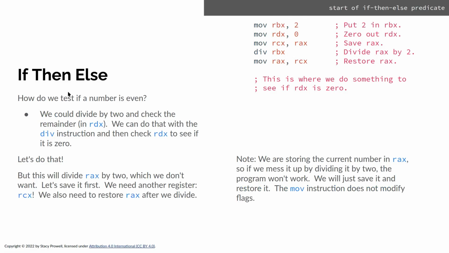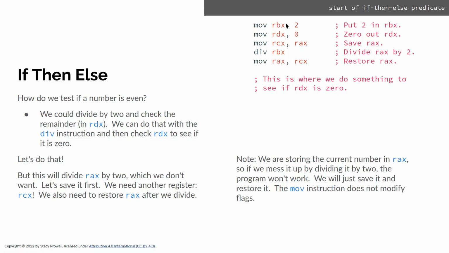How about the if then else? We want to test if a number is even and then do one of those 2 different things. So to test if it's even, we need to divide by 2 and see if the remainder was 0. Now, the remainder is going to be in RDX. So we'll have to go look at that. So let's see. We're gonna divide it by 2, but if we divide RAX by 2, we've messed it up. So what we really need to do is save it and then restore it.